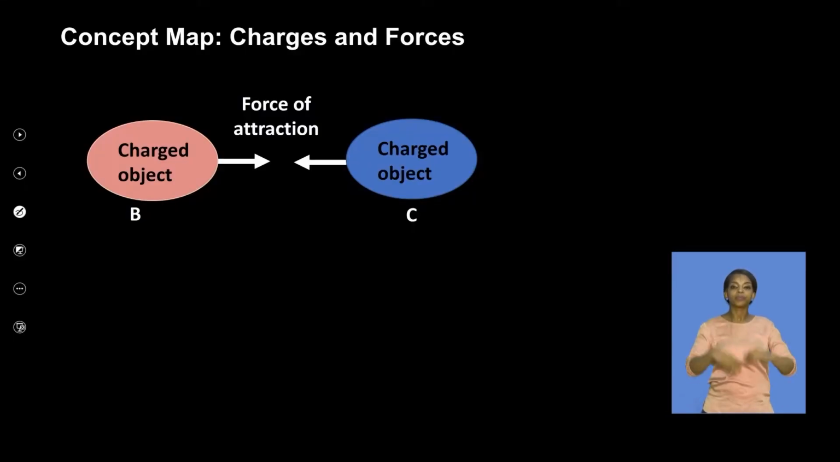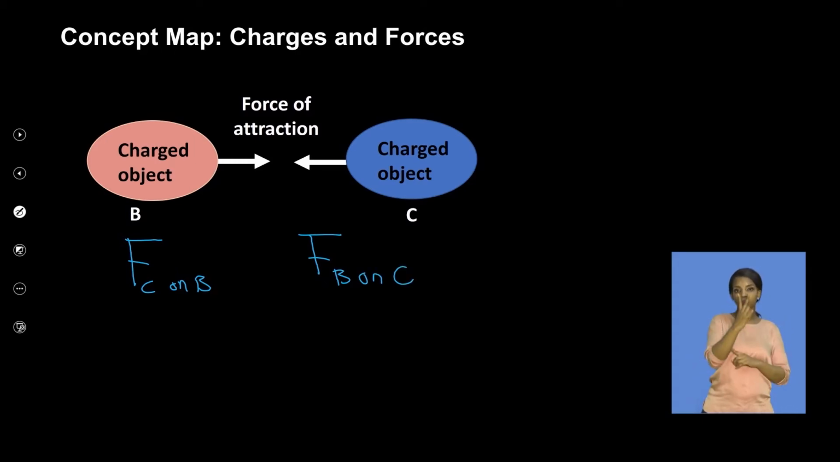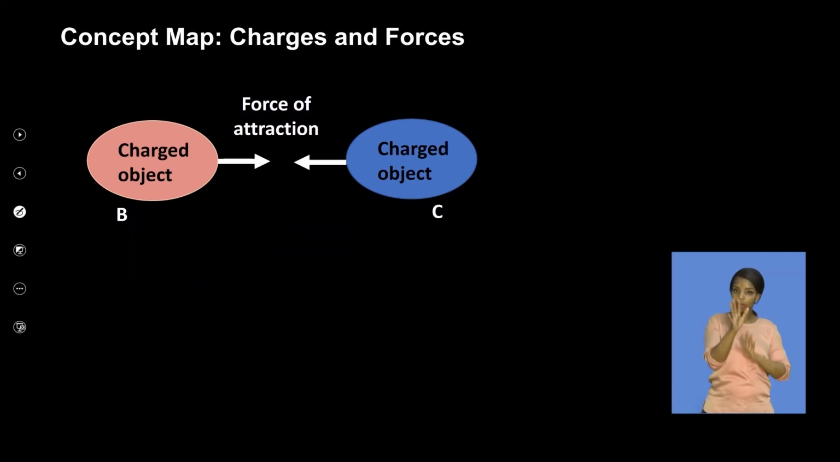So there is a force of attraction. We've got the force by C on B, and then we also have a force by B on C. So these are two vectors. We'll talk about vectors at a later stage again.